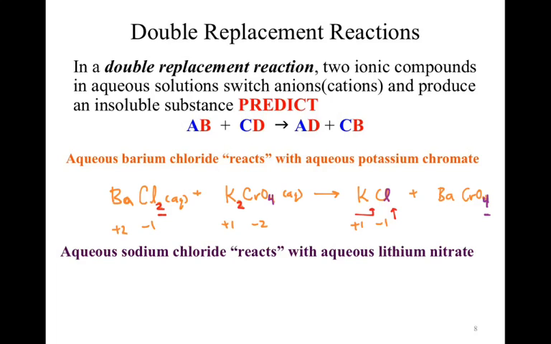We look at our charges. Barium is a +2, chromate is a -2. Those charges balance, our formula is correct. Now we can go through and try and balance the whole equation. I'll leave you to do that on your own, but what you should find is there's your answer.